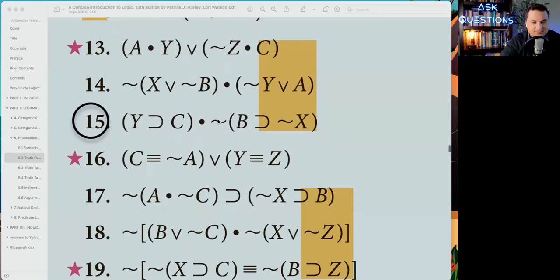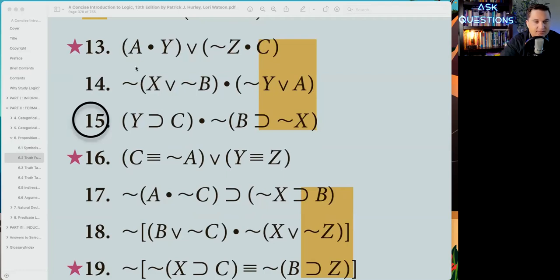So 15. All right. So Y, false by definition. C, true by definition. B, true by definition. X, false by definition. Not X is going to be true. It's going to flip this truth value. This horseshoe, we can ignore this now. Both parts are true, so the horseshoe is true. Sorry, the horseshoe is true. Excuse me. This is the negation of that true horseshoe. So this is going to be false.